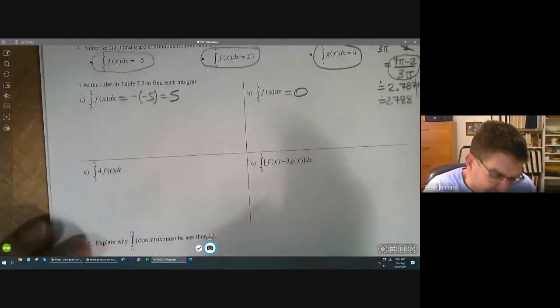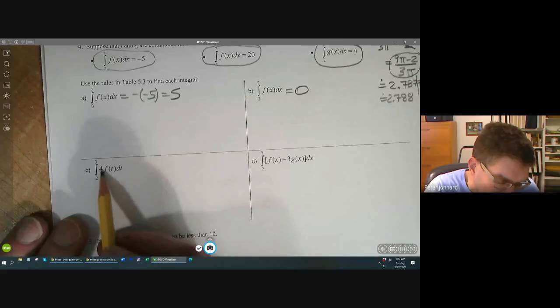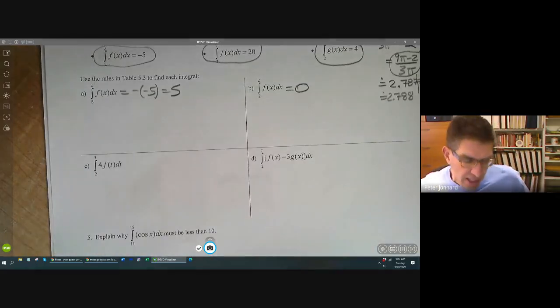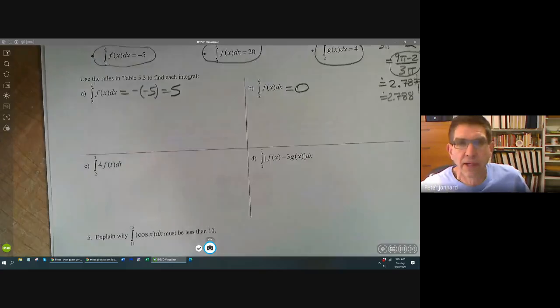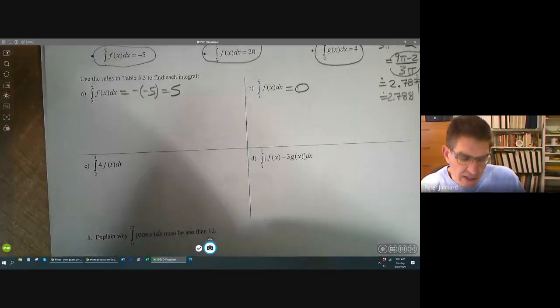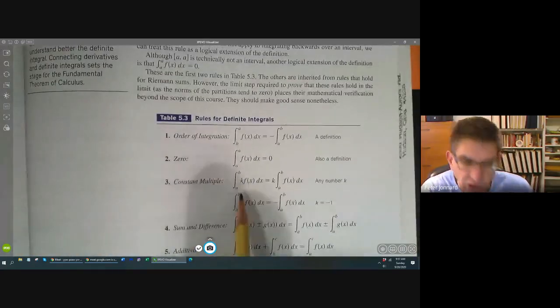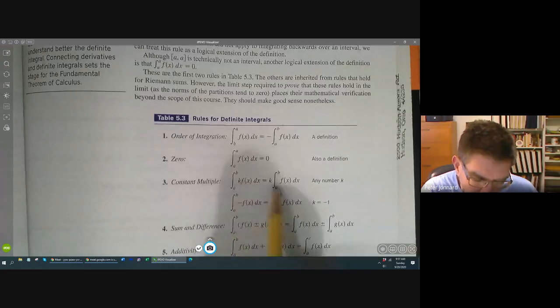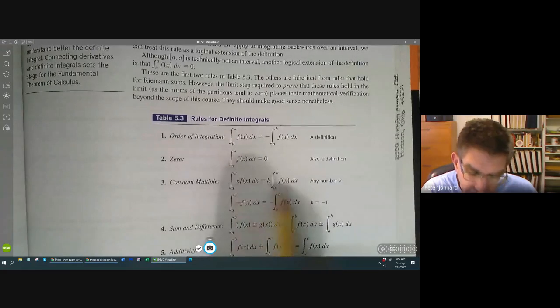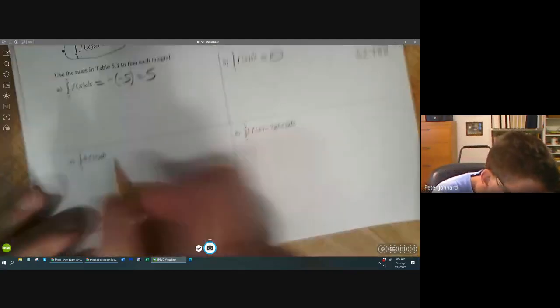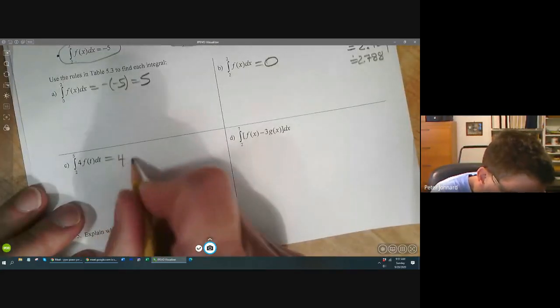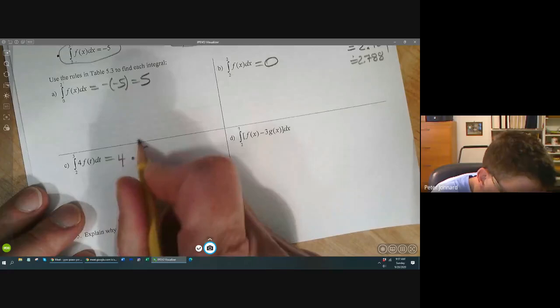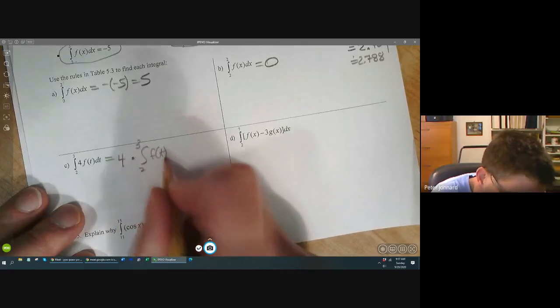All right, this one, you're allowed to bring a constant out front whenever you're integrating, just like you can when you take the derivative, right? You just write down the constant and worry about the rest of everything. So they have that in here, a constant multiple. If you integrate a function being multiplied by a constant, you can pull that constant out front like so. And so there it is. So this would be 4 times the integral from 2 to 3 of f of t dt.